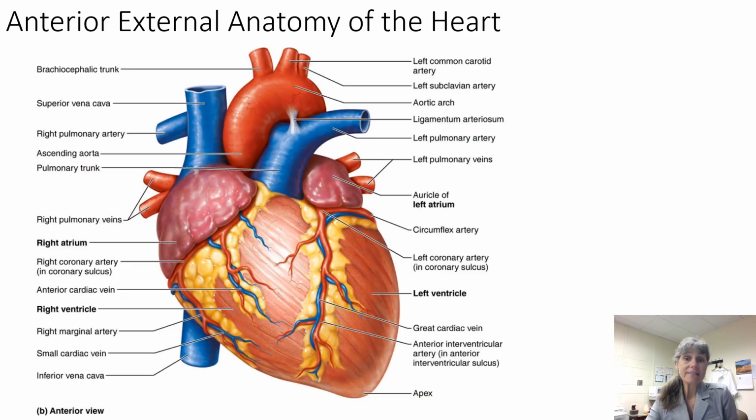On this slide, we get to see the anterior external anatomy of the heart. And if you look on the left side of the picture, you can see the right atrium, and below it, the right ventricle.